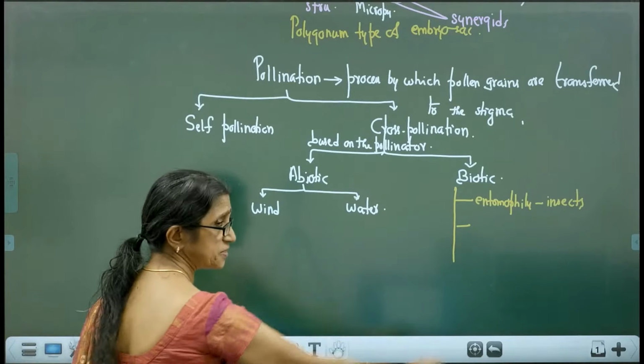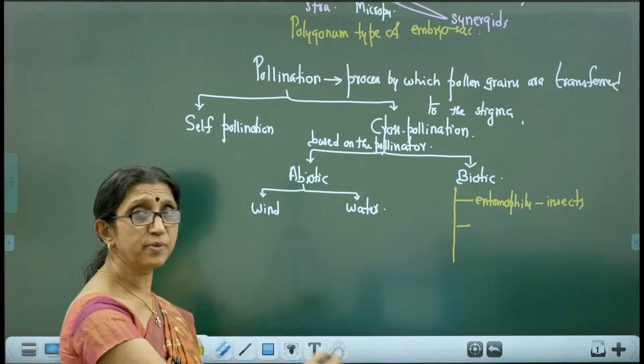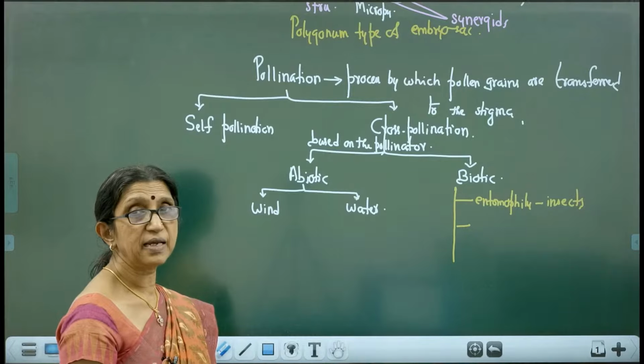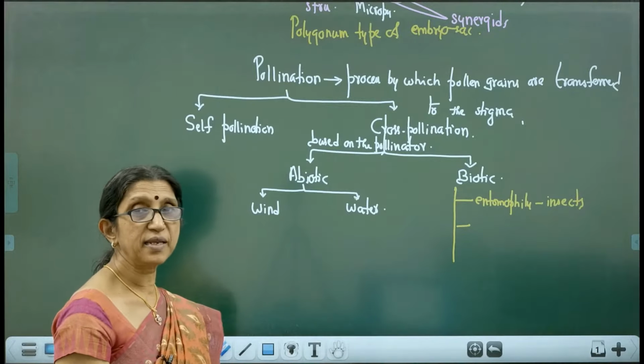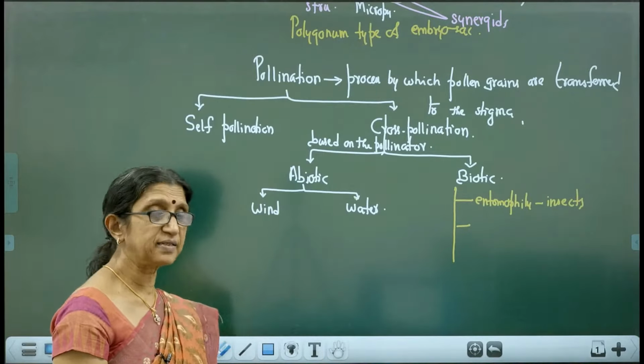So different types are there. I think we need not go into too much detail on that. Okay, different types of pollinating agents. The most important one is called entomophily, where the pollinating agents are insects, and of that the main one is honeybees.